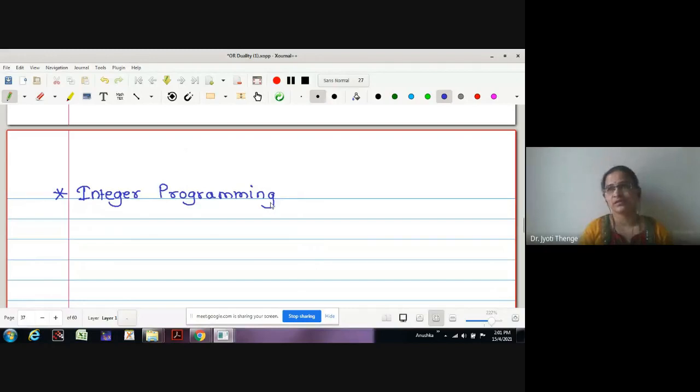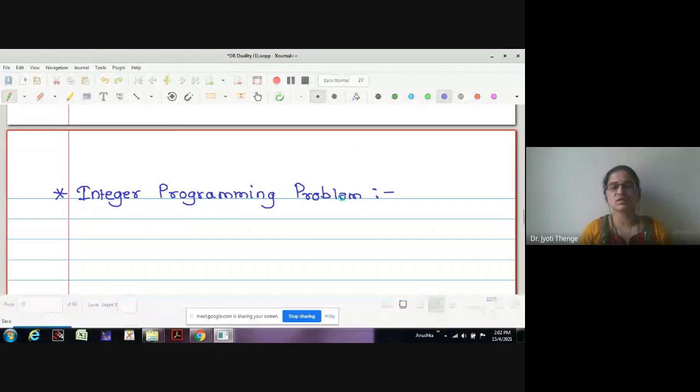Or 15 by 4, say. 15 by 4, how much is the value? 3 point something. Correct? Can you find that many workers in order to have your optimal value? No, ma'am. No, it is not possible. Right? That's why in the problems in which these types of variables cannot adopt a fractional value, they should be taken to be integer values only.